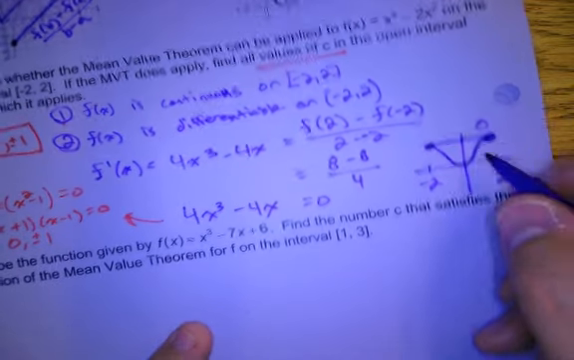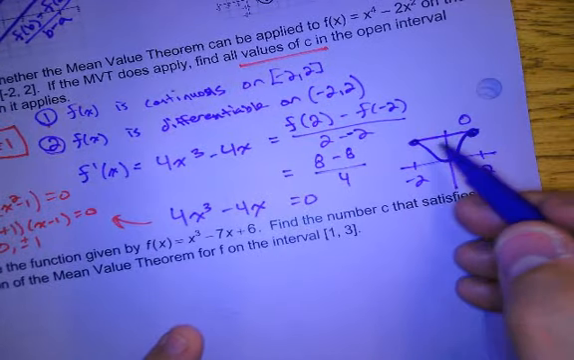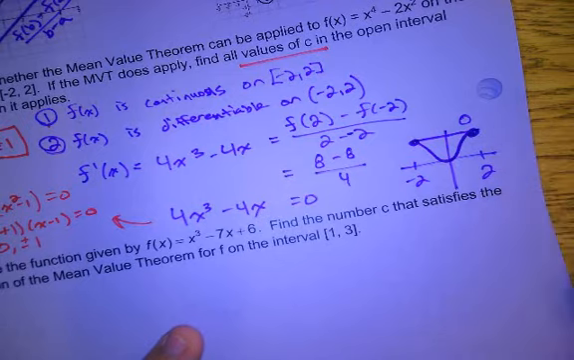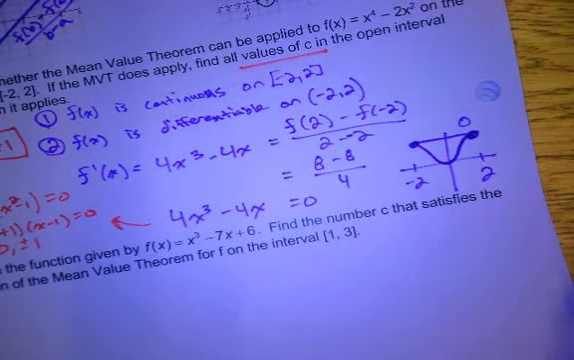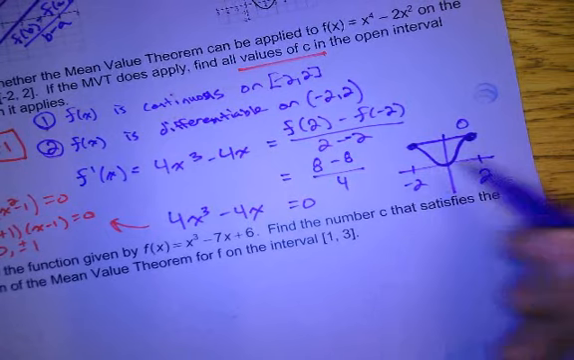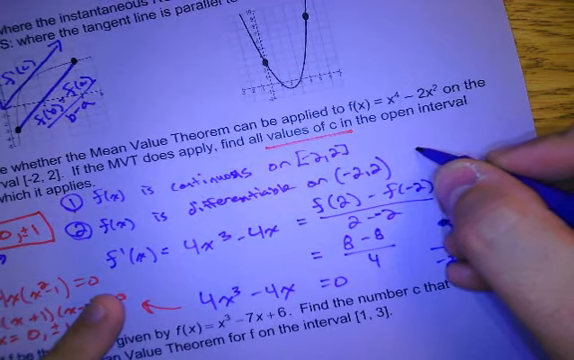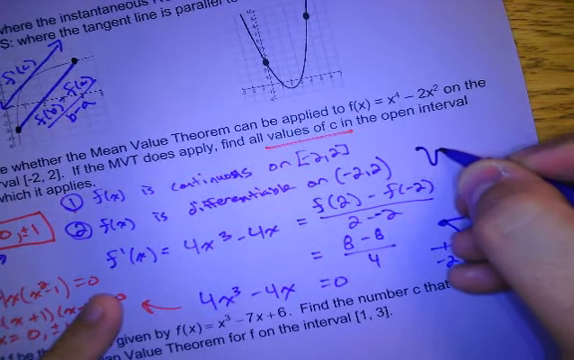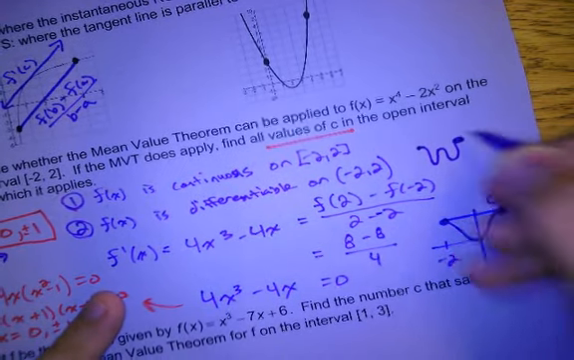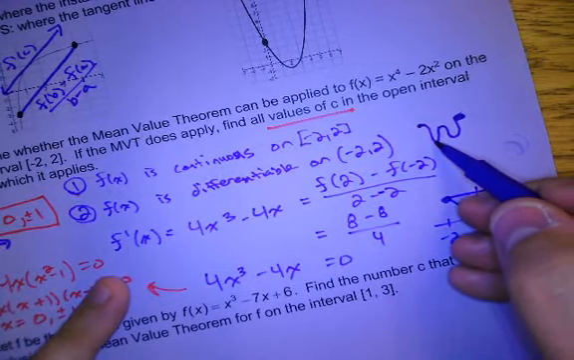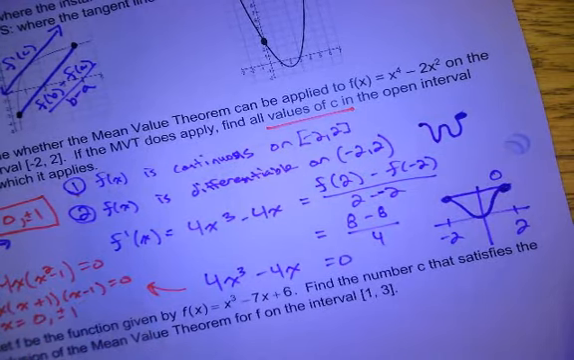The whole idea is, does the slope equal 0 between negative 2 and 2 at some point? Yeah, it does. It happens 3 times, at 0 and plus and minus 1. I'm sure the graph looks like this. Because you're going to get a 0, 1, 2, 3 times.